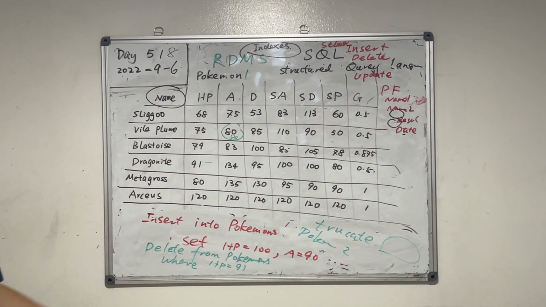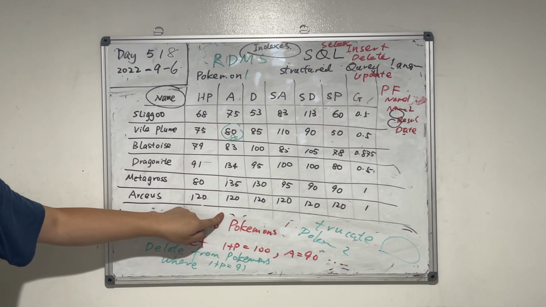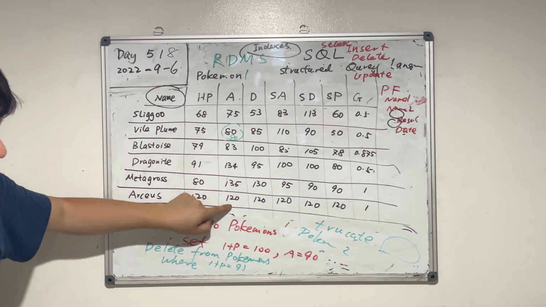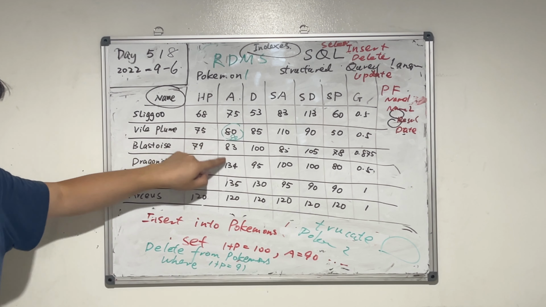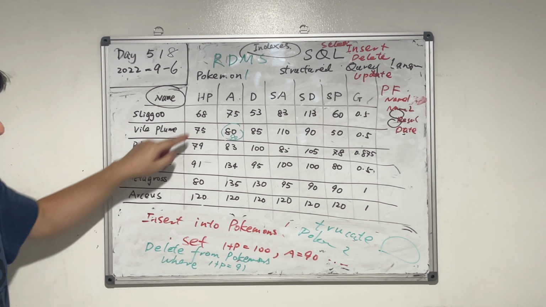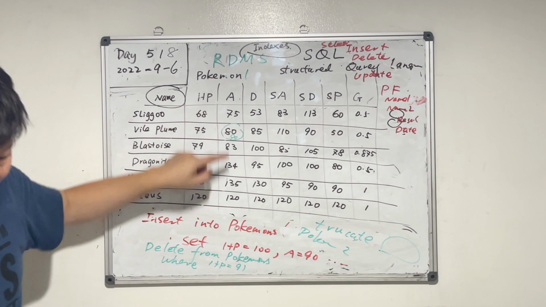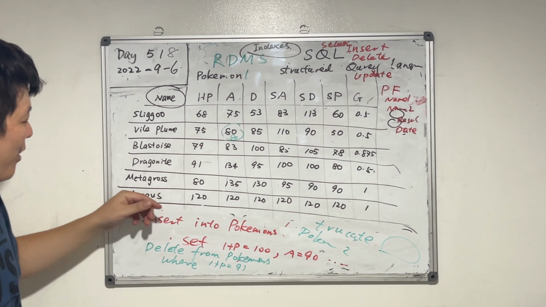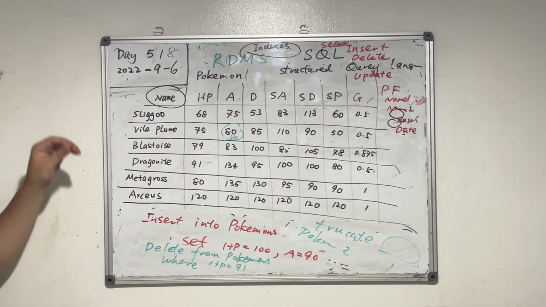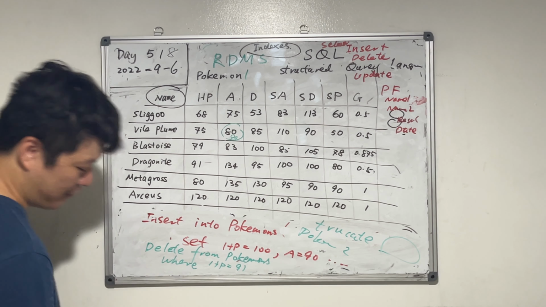One question. We want to update all the attacks. We want to increment all the attacks by 10. We want to increase this column by 10, every value increased by 10. Update Pokemon, set A equals A plus 10. Right? And that will increase everything here. Or we can say we want to increase the attack by 10 if it's lower than 100.